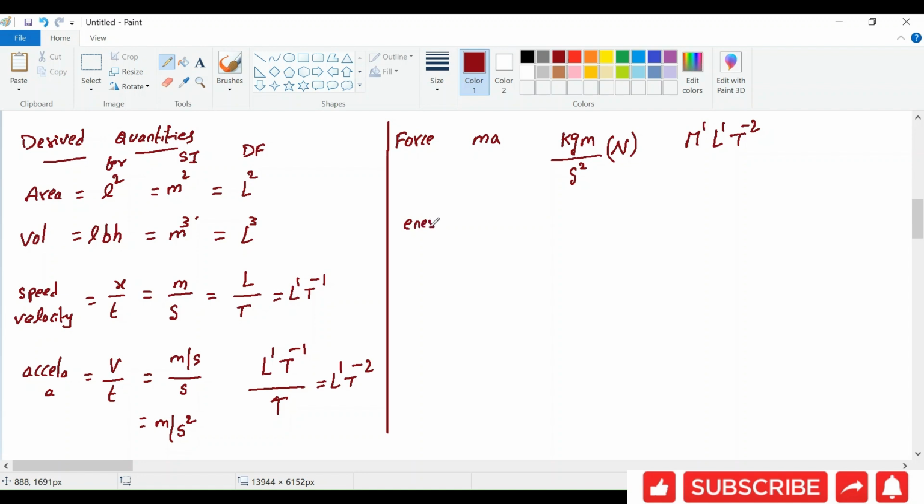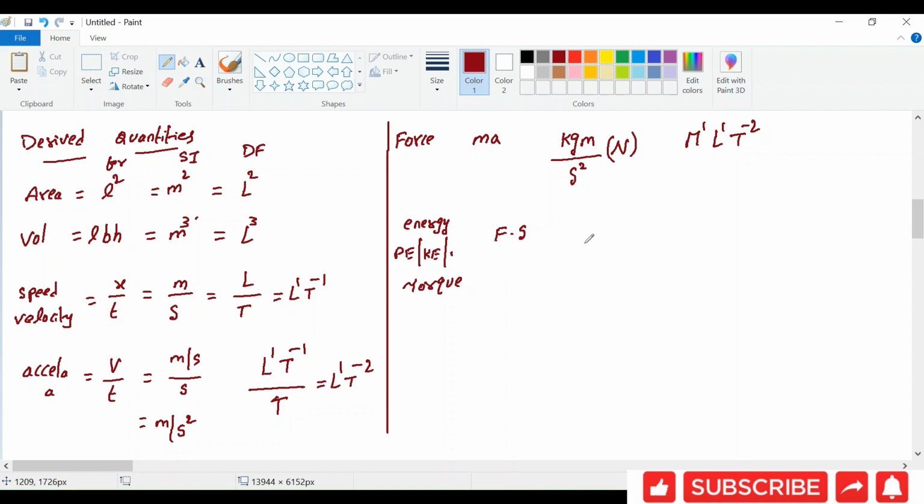Energy. It can be potential energy, kinetic energy, heat energy, rotational energy, any kind of energy. If the term energy comes, then you can use this: it is force into displacement. One more, torque. Torque is almost the same formula, force into perpendicular distance. Dimensionally they are equal, so we are discussing dimensional formula. Torque also has the same dimensional formula.